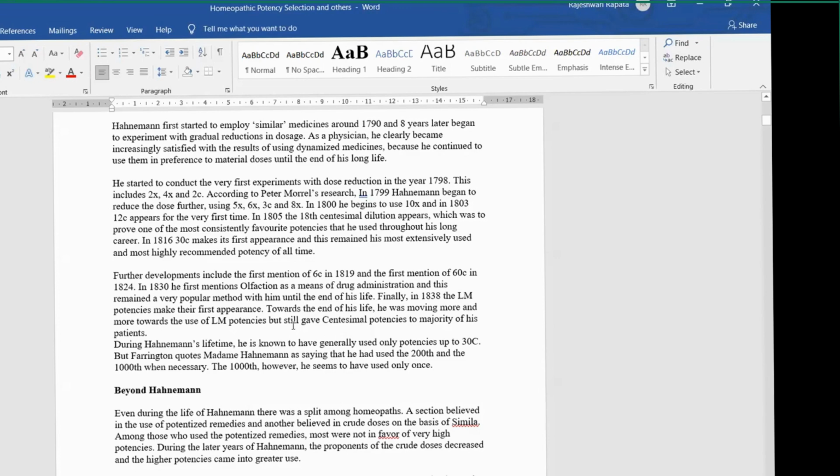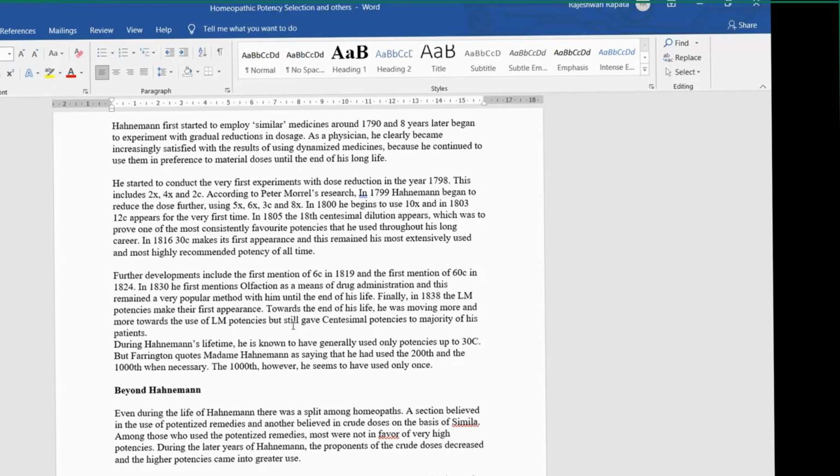Further, after olfaction, he also established the LM potencies in 1838. LM potencies came for the first time. Then, towards the end of his life, he was doing more and more with the LM potencies, but during his lifetime he also gave centesimal potencies to many of his patients while curing. So he started advocating LM potencies and CM potencies. During Hahnemann's lifetime he mostly used up to 30C. Later on, at the end of his life, he advocated more of the LM potencies and the centesimal potencies.